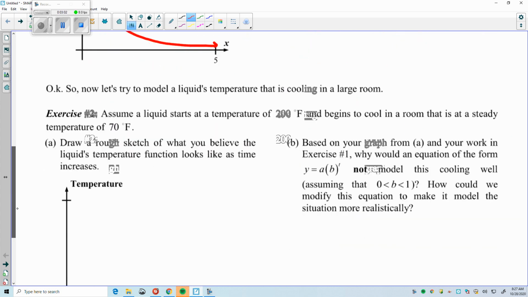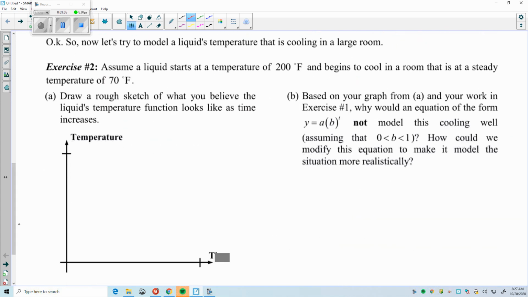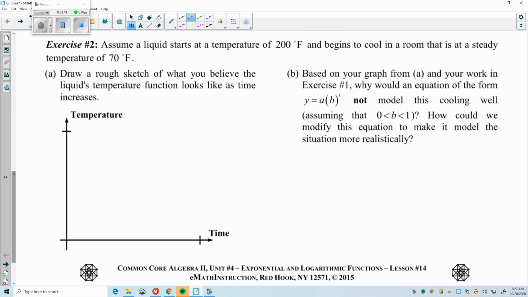Okay, so we're going to try another one. We are going to model a liquid's temperature that's cooling in a room. So assume a liquid starts at a temperature of 200 degrees Fahrenheit and begins to cool in a room that is a steady temperature of 70 degrees. So the room doesn't get colder or warmer than 70 degrees. So we're going to draw a rough sketch of what we think the liquid's temperature would look like as time increases.